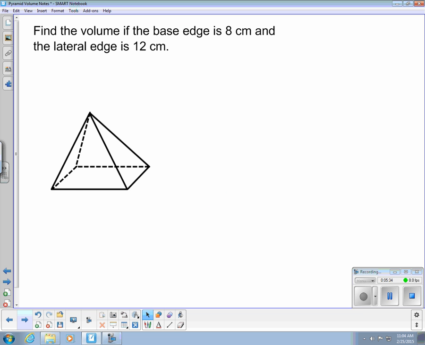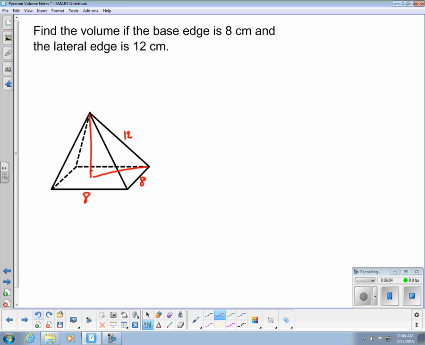All right, so here's our first example problem. It says find the volume if the base edge is 8 centimeters. So we have an 8 here and an 8 here. And it says the lateral edge, which is up here, which is not the slant height, it's the lateral edge, it's where the triangles meet, is 12. And so we want to know this information right here. Oops, that's the wrong one. We need to use that lateral edge.